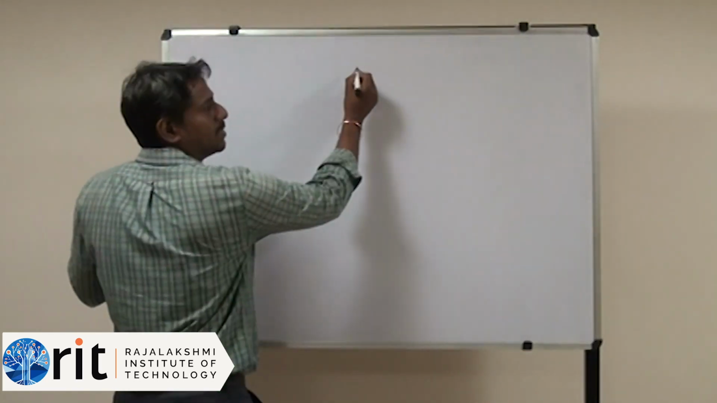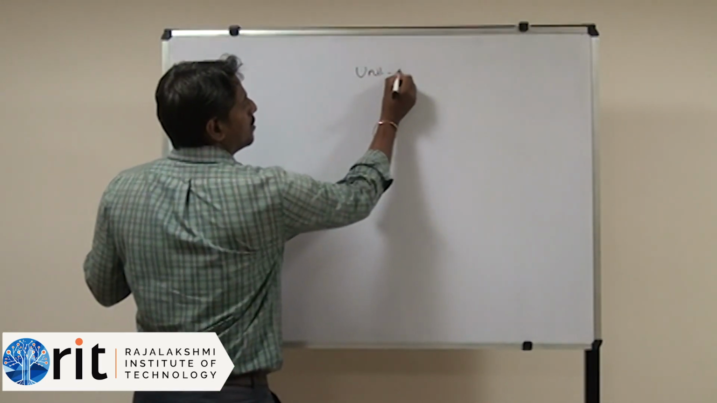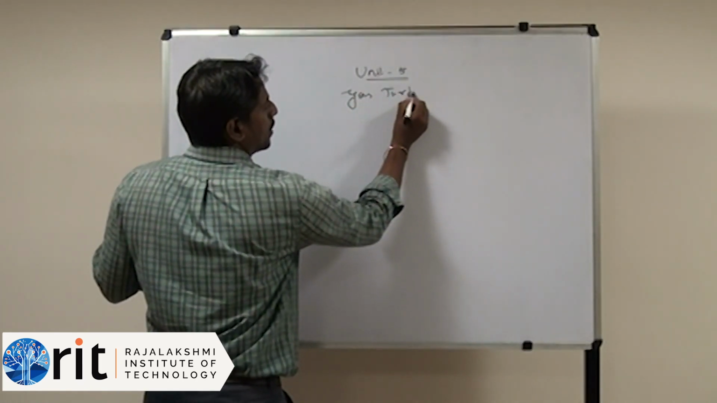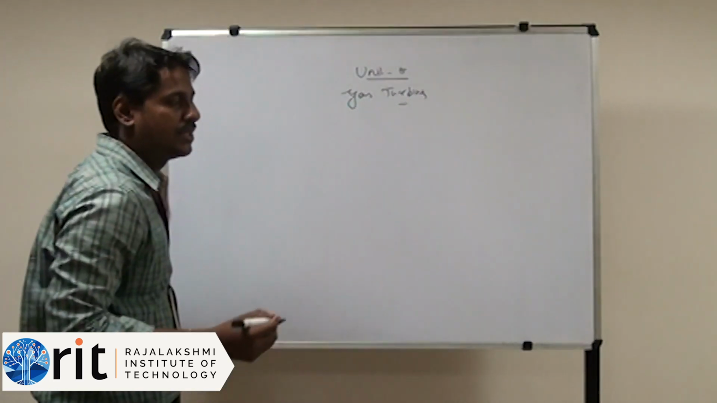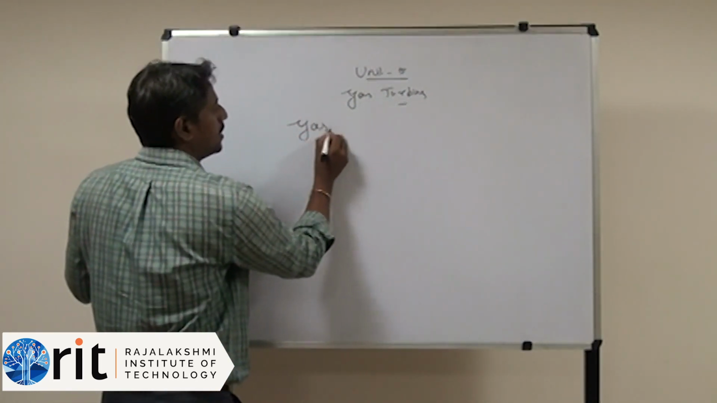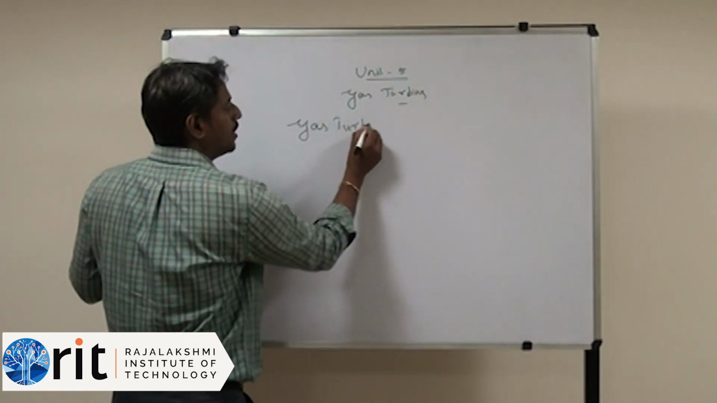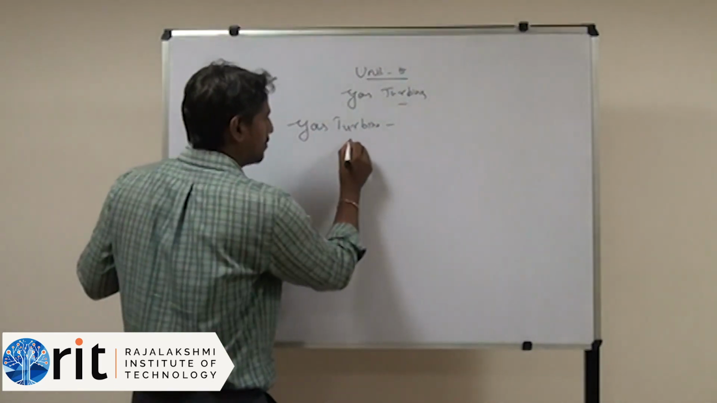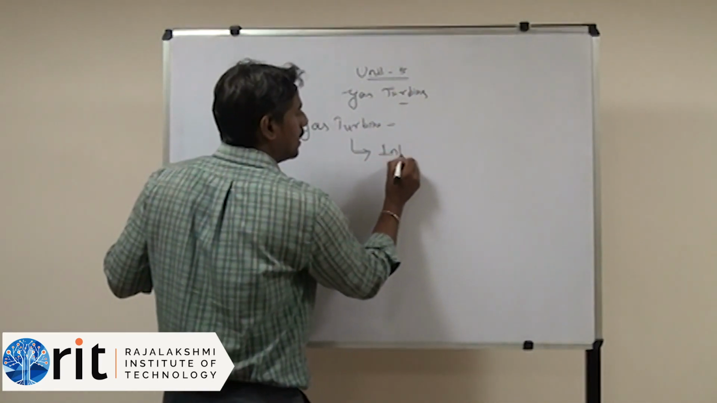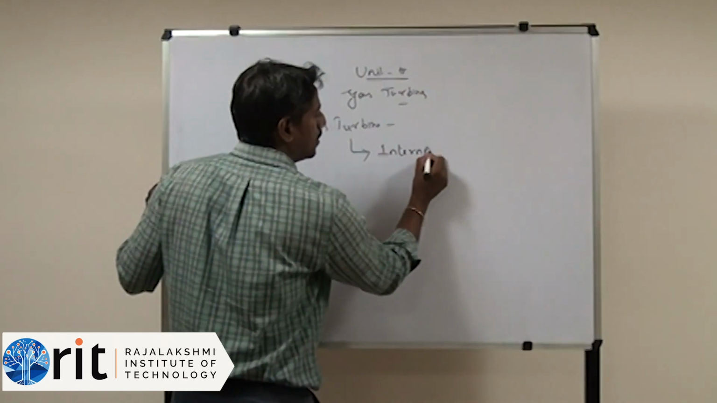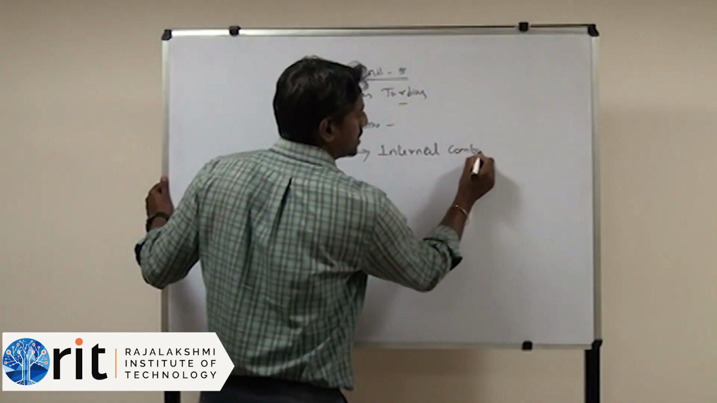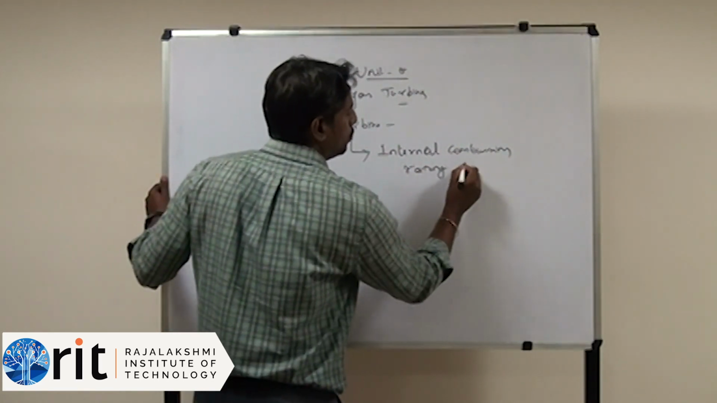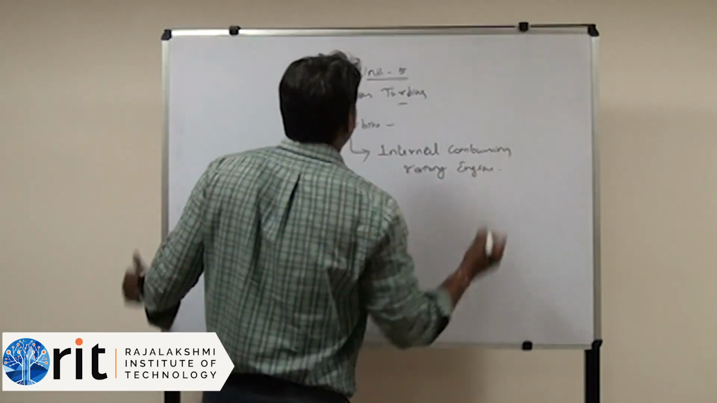So this particular topic belongs to Unit 5. The title of the unit is gas turbines. Basically, what is a gas turbine? A gas turbine is actually a simple internal combustion rotary engine. That is what a gas turbine is called. So this is what we call the gas turbine.